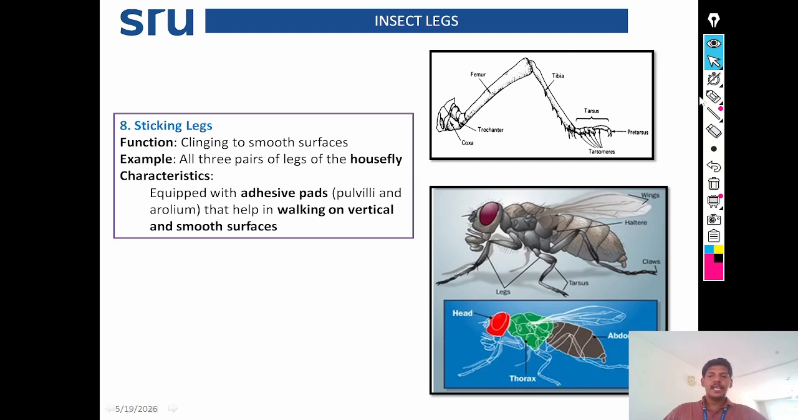Next, sticking legs, sticky legs. Their function is clinging on smooth surfaces. See the example: all the three pairs of legs of housefly are these sticky legs, equipped with adhesive pads that help in walking on vertical and smooth surfaces.